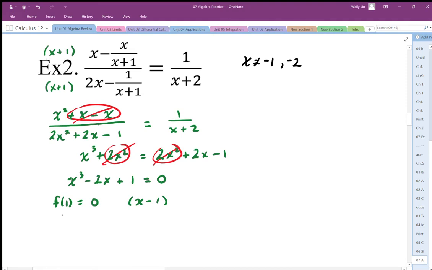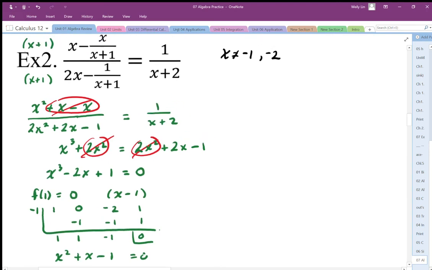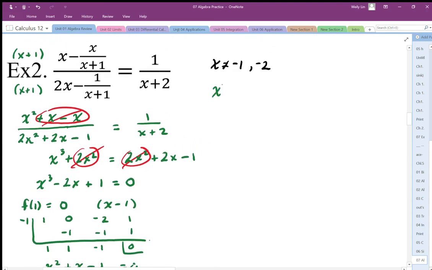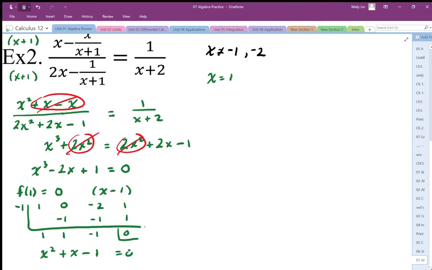So I'm going to break down this polynomial. So with 1, we have 1, 0, -2, 1. We end up with the quadratic that we need to solve, which is x squared plus x minus 1, and we'll make that equal to 0. So I'm just going to start listing my solutions here. My first solution is x is equal to 1. The other solutions are going to come from here.